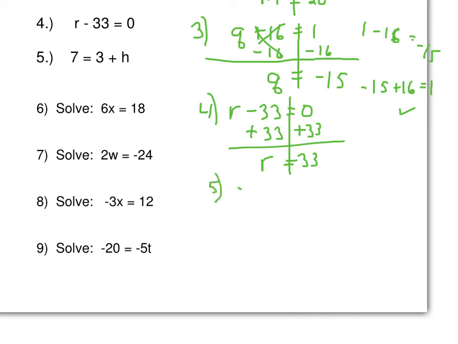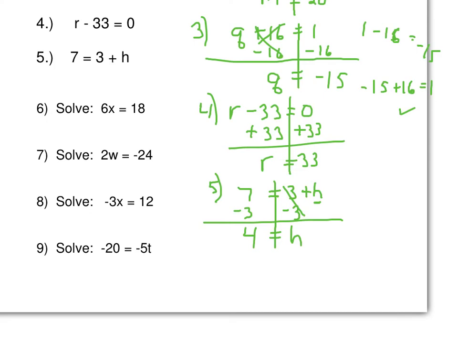Number 5, I have 7 equals 3 plus h. This one is different because the variable is on the right side, and that is perfectly fine. Again, I'm going to draw a line where the equal sign is to separate the left and the right side. And now my variable is over here on the right. Instead of adding 3, I'm going to subtract 3 from both sides. So that goes away. I get h equals 4. So it's kind of backwards, but it still works.